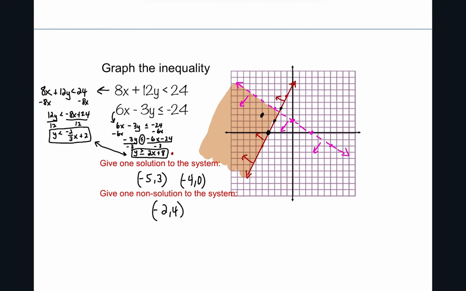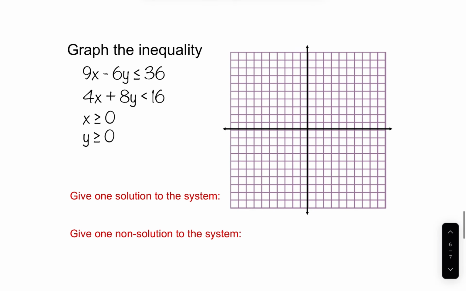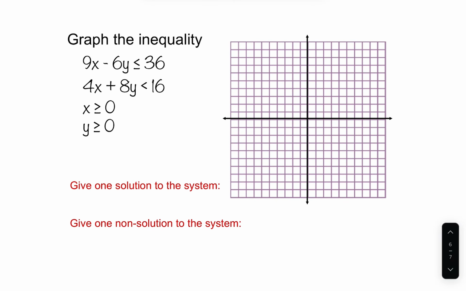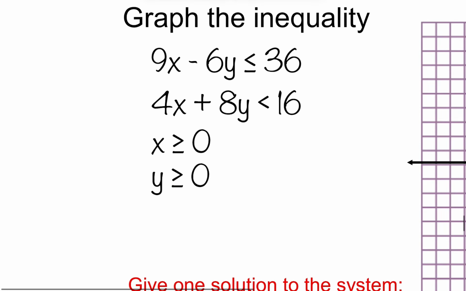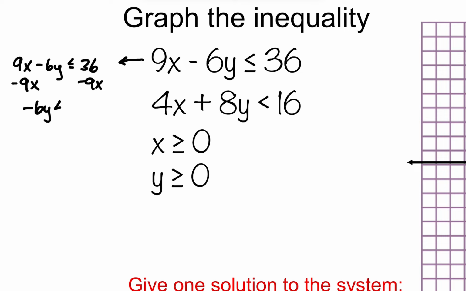All right, last one is going to kind of put them all together. We have 4 that we're going to graph. And so let's do this. Let's solve these two for y first. So 9x minus 6y is less than or equal to 36. I'm going to subtract 9x from both sides. I get negative 6y is less than or equal to 9x plus 36. Then I'm going to divide by negative 6.